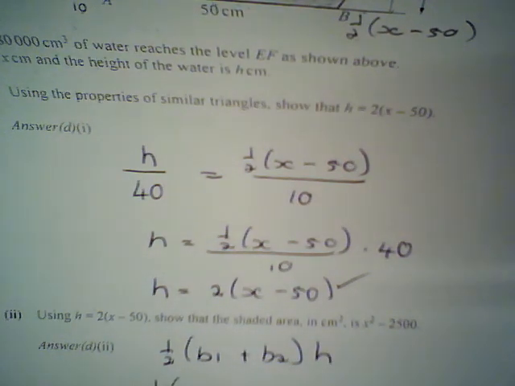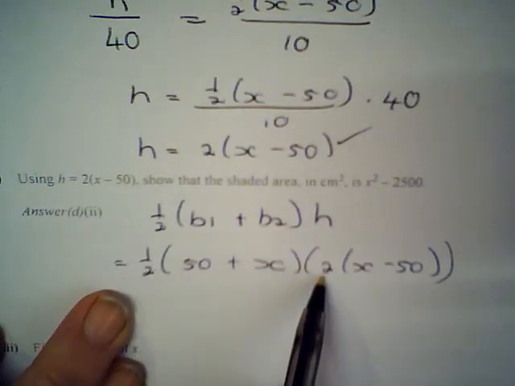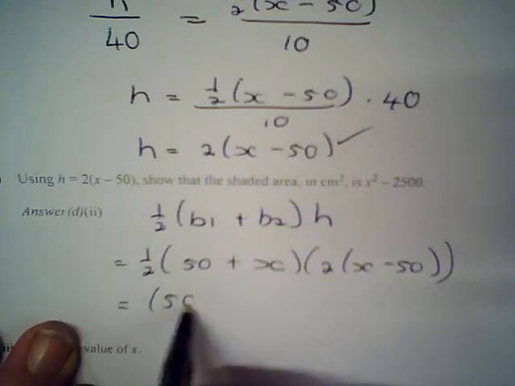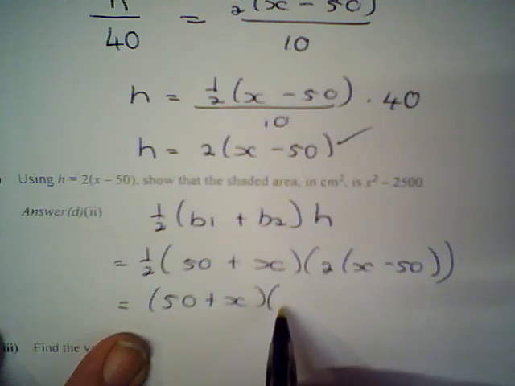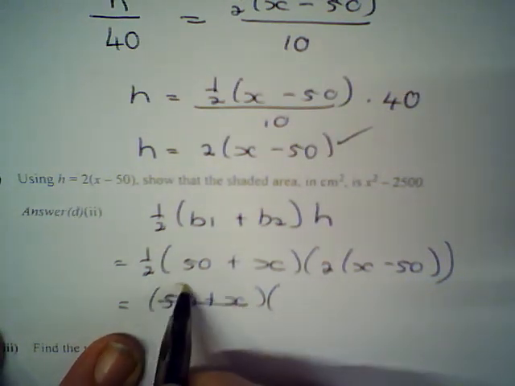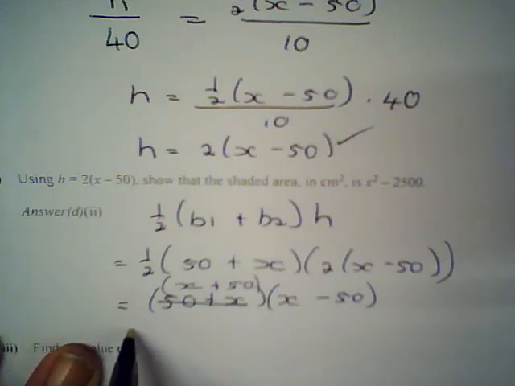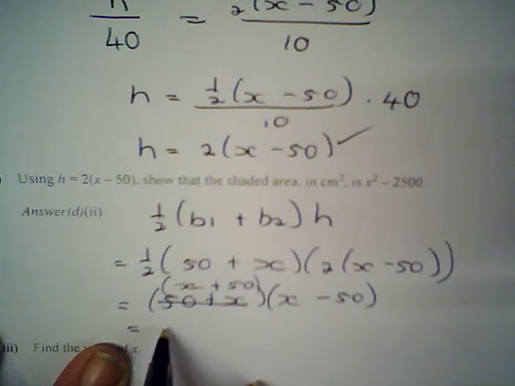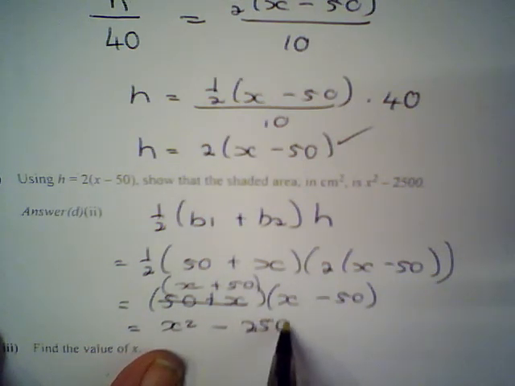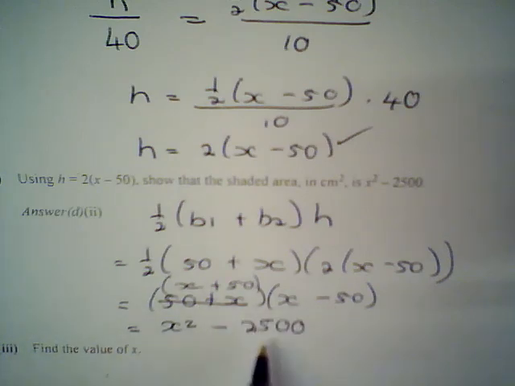Okay, so a half stays. What is my base 1? My base 1 is 50, plus the x, and my height we found was 2x minus 50. A half times 2 would give me 1, and we are left with 50 plus x. And we can change this around: x plus 50 and x minus 50. If I distribute here, I will get x squared minus 2,500. This is the difference of two squares, so my middle term will fall away.